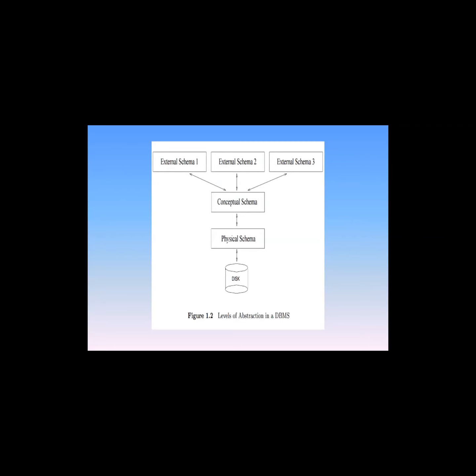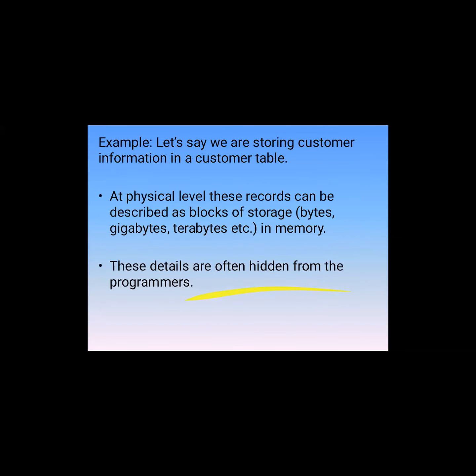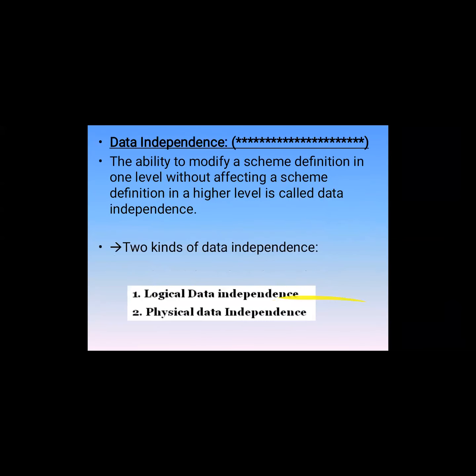Okay, and another one is logical level data independence. The name implies it here. We make modifications at the logical level, but those modifications do not affect its higher level, that means the view level abstraction. Okay, so we are all discussing this.